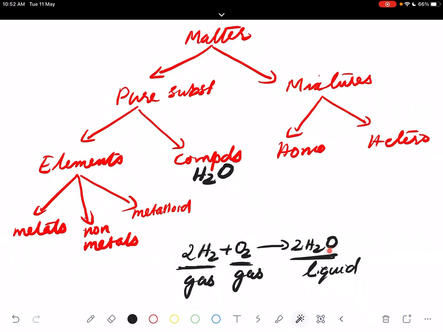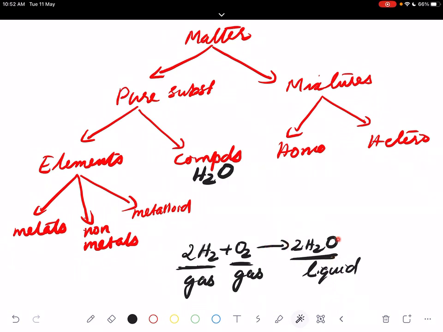Now, during the formation of this compound, heat energy may be absorbed or released, or light energy may be absorbed or released. So there are energy changes during the formation of a compound, meaning a chemical reaction is taking place between these elements. So normally energy changes will occur.